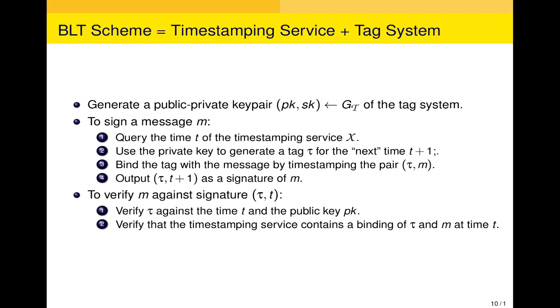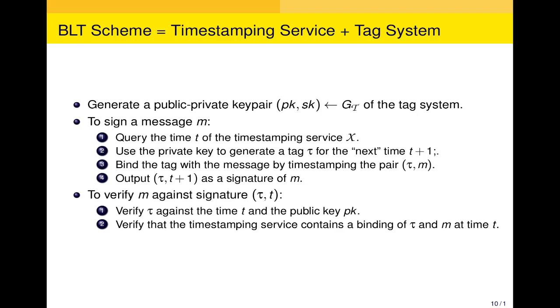To sign a message M, first the user queries the timestamping service for the current time. Let us call it T. Second, the user produces a tag tau associated with the next time, say T+1. Third, the user binds the tag tau with the message M by timestamping the pair. Finally, the user outputs the pair of tau and T+1 as a signature on M.